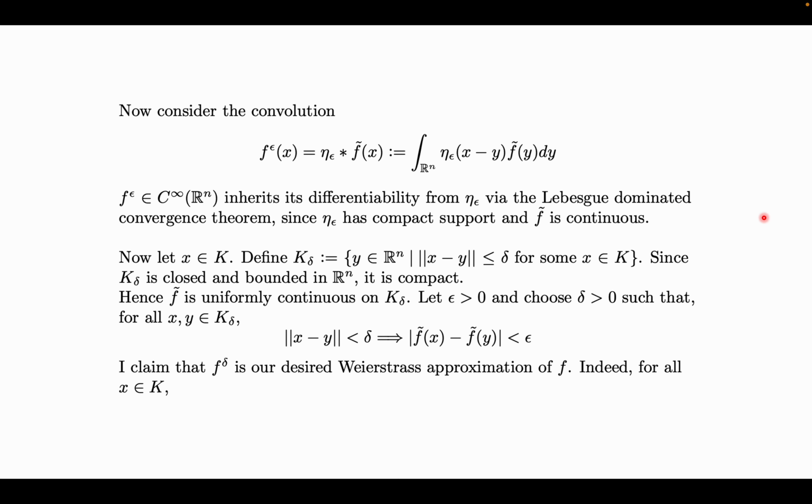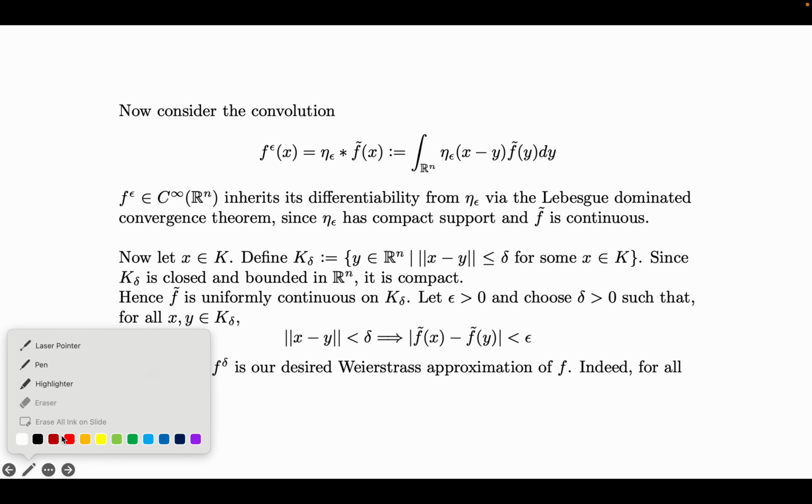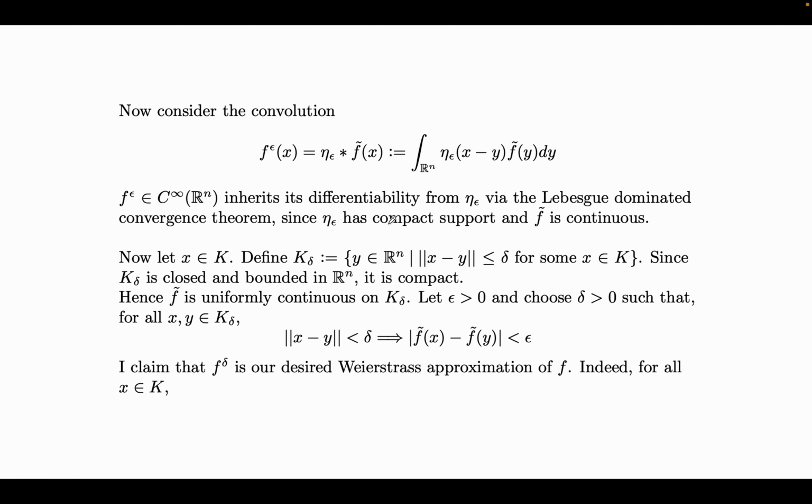Now we're going to consider the following convolution. F epsilon of x is equal to eta epsilon convolved with f tilde of x, our continuous extension of f. Now, I claim that this function is actually infinitely differentiable. You can see that this integral depends on y, okay? And all of the x dependence of our convolution is pushed onto the smooth bump function, like so. You can see the only x dependence shows up in eta epsilon in the integrand.